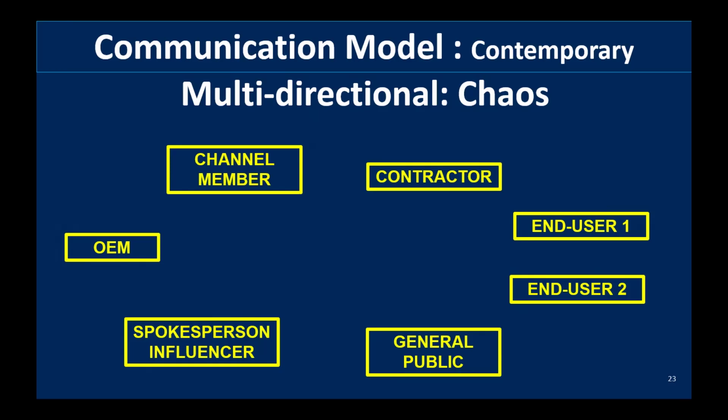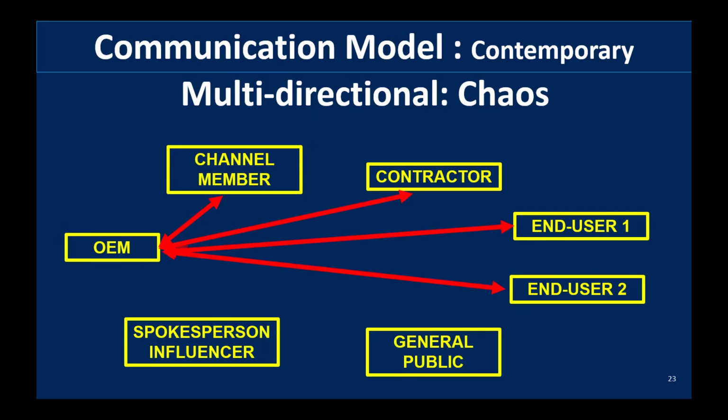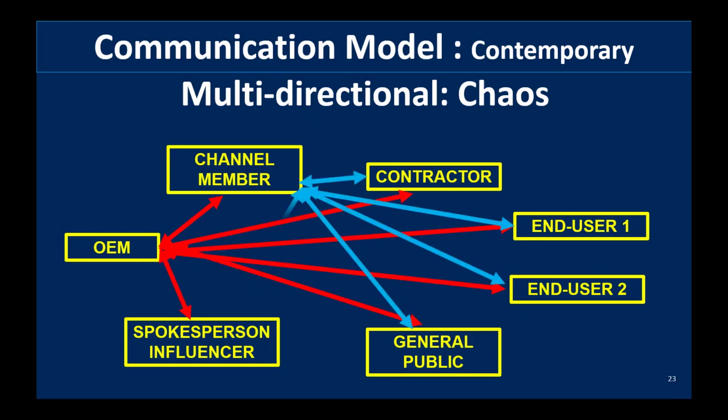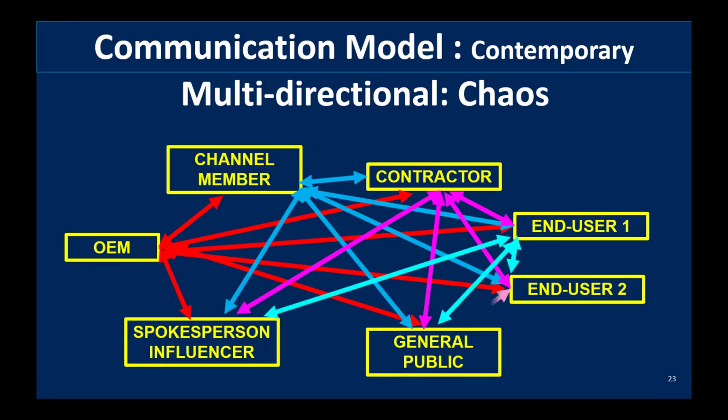Now, here's where it gets complicated. As I told you earlier, those were simple views, top down, bottom up. Now it gets a little bit more complicated here. The OEM is still communicating with the contractor, the end users, and the general public. Then everybody in the channel member group is going to be communicating with the contractors, the end users, and the general public. And then the contractor is going to be doing the same thing. Next thing you know, everybody in this channel is communicating with everybody else.